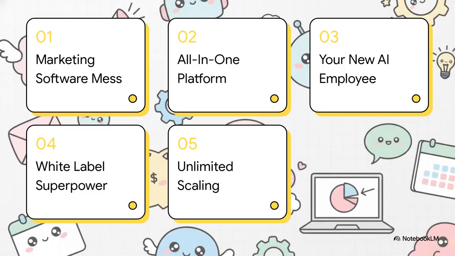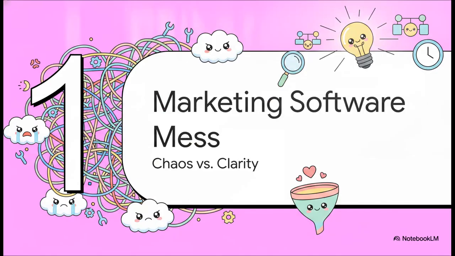All right, honeys, grab those notepads, sit up straight, and let's go over today's curriculum so we can completely demystify Go High Level. First, we'll start with the marketing software mess. Then we'll transition into the all-in-one platform solution. After that, you're going to meet your new AI employee, we'll unlock the white label superpower, and finally, we'll look at unlimited scaling and pull up the receipts. Let's get to work. Section 1.